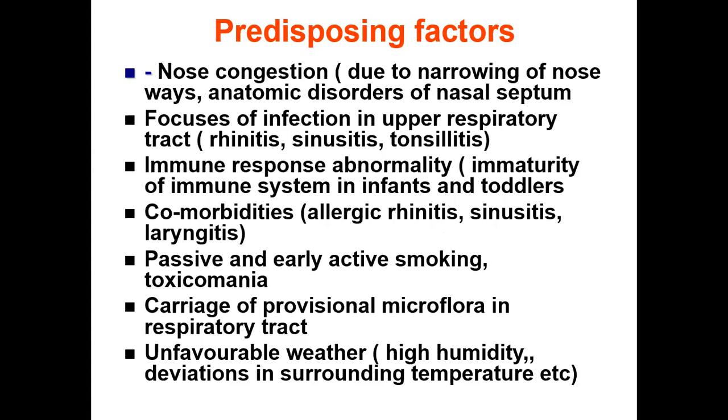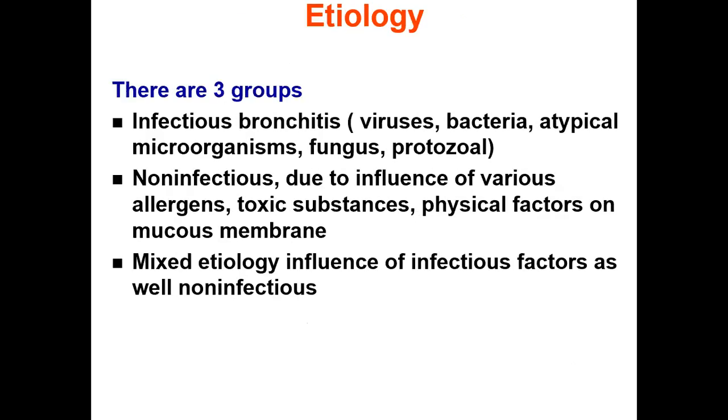Predisposing factors for bronchitis are nose congestion due to narrowing of nose ways, anatomic disorders of the nasal septum, foci of infection in the upper respiratory tract such as rhinitis, sinusitis, tonsillitis, immune response abnormality, immaturity of the immune system in infants and toddlers in most cases, comorbidities such as allergic rhinitis, sinusitis, laryngitis, passive and early active smoking or toxicomania, carriage of conditionally pathogenic microflora in the respiratory tract, and unfavorable weather: high humidity, deviations of surrounding temperature, etc.